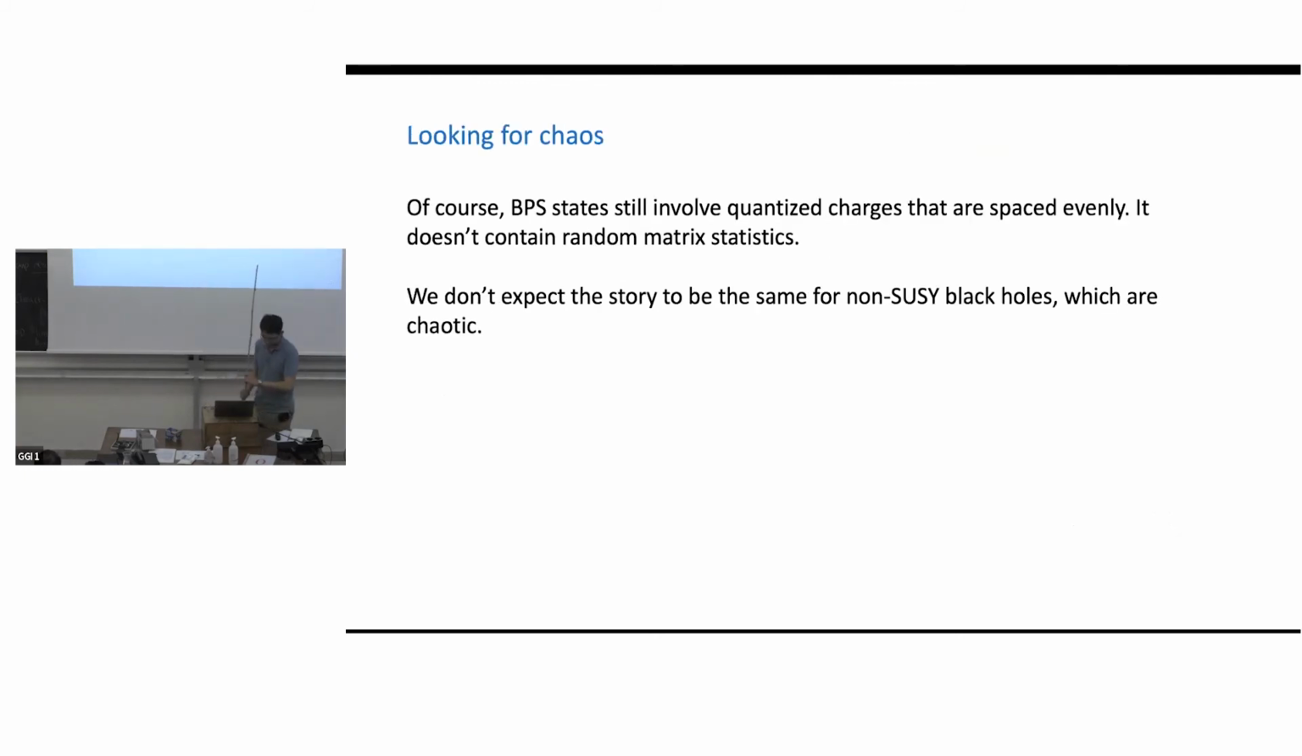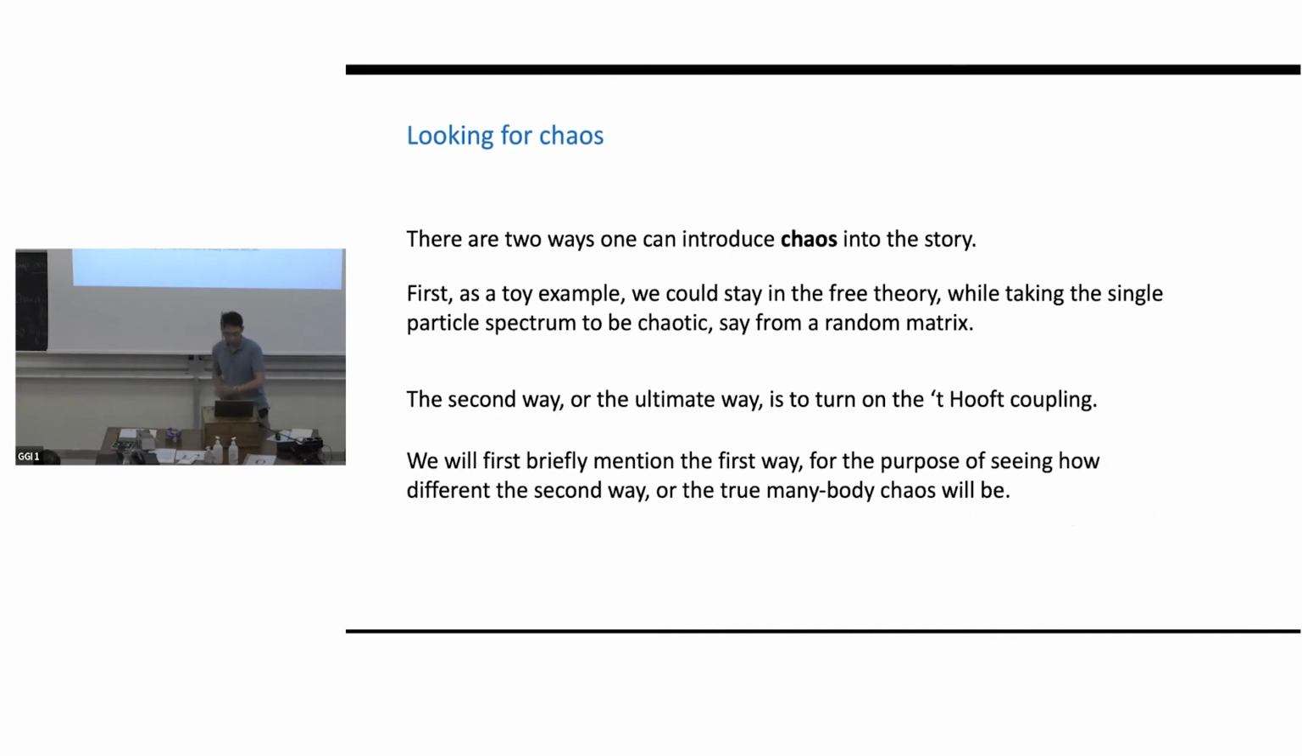Okay, so of course, the BPS states still involve quantized charges that are spaced evenly, and they certainly don't contain the random matrix statistics. We don't really expect the story to be the same for non-supersymmetric black holes, which we believe should have chaotic features. So how do we actually put in chaos in the story? We want to find some way to look for chaos, building on this result of the free theory.